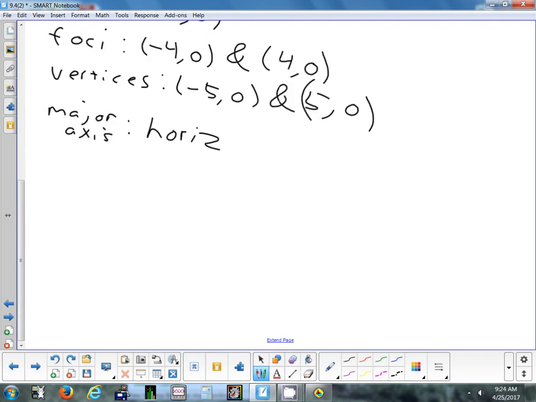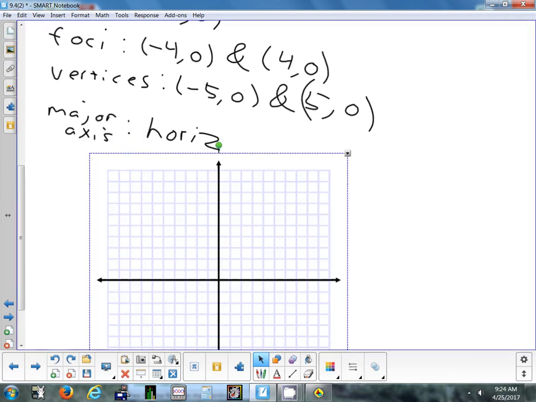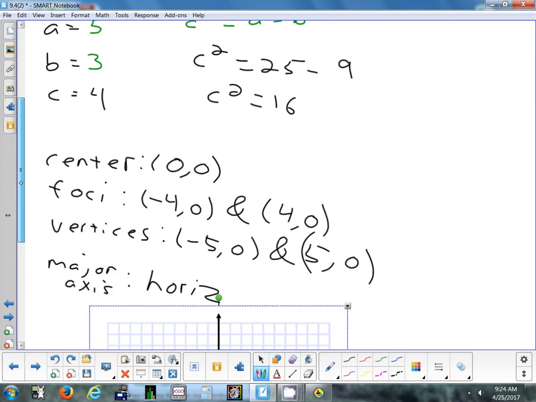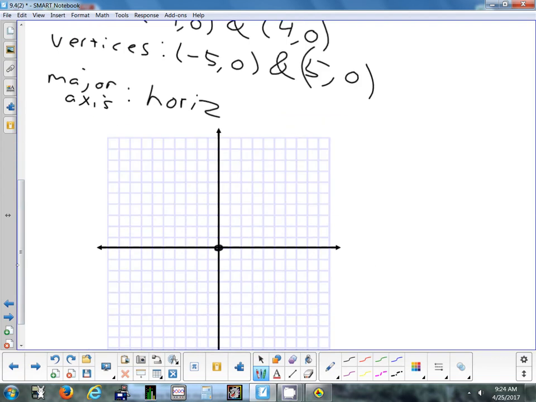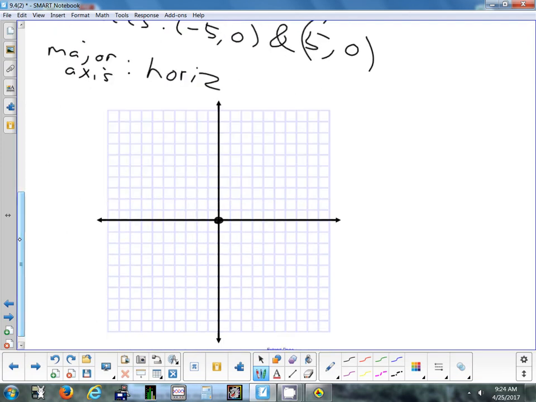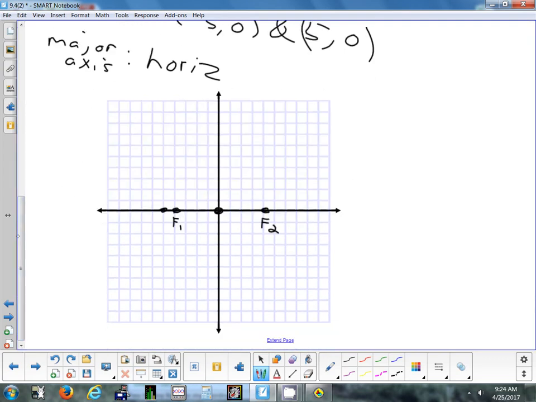Okay, and let's graph that one. We don't really graph a lot of ellipses, but just to practice graphing one of them. So the center is not actually a point on the ellipse. It'll be in the middle of it. The foci will not be on the ellipse. They'll be in the middle of it. So we'll call that F1, F2. But the vertices will be on the ellipse. It's a negative 5, 0, and 5, 0.